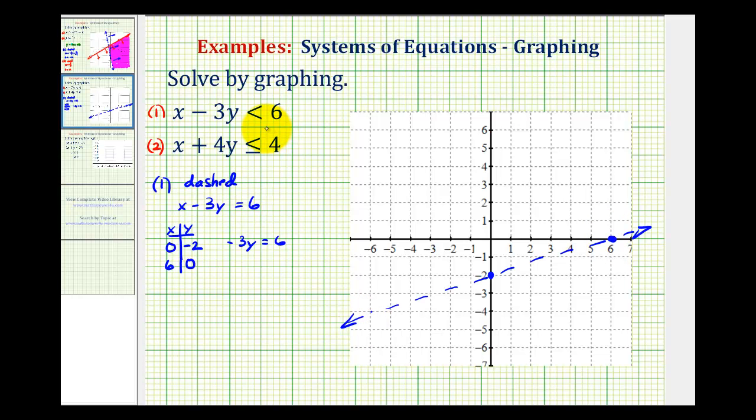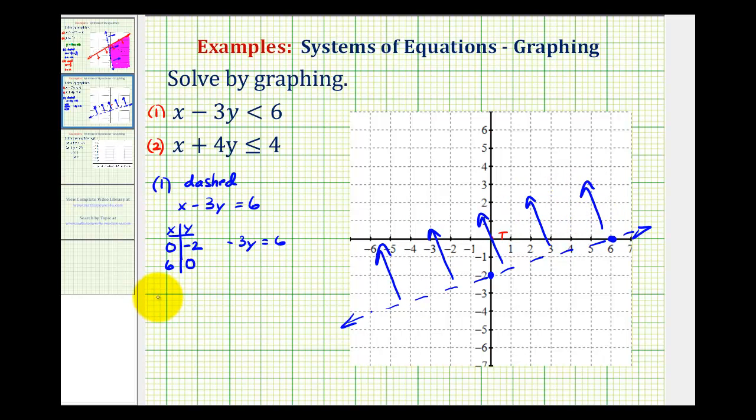And then we'll pick a test point to see whether we should shade above or below the line. Let's go ahead and test the ordered pair 0, 0, or the origin. Notice that if we have 0 for x and 0 for y, we have 0 is less than 6, which is true, which means we'll shade the same side of the origin, or in this case, above the line. But because our ultimate goal is to determine the double shaded region, I'm just going to draw arrows here to indicate which side of the line that we're shading.